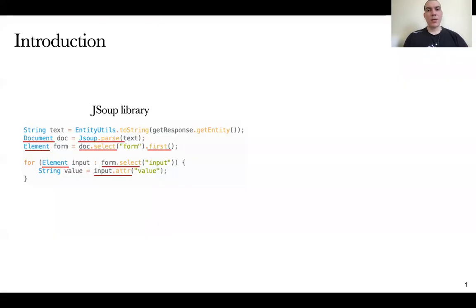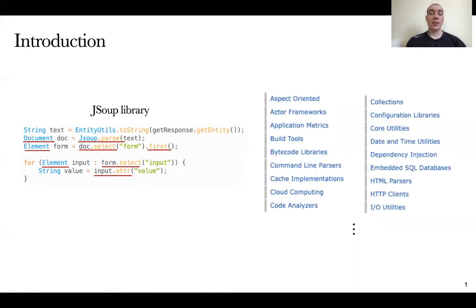It is common to find in current software development the usages of third-party libraries. So, for example, in this code snippet, you can find underlined in red the usages of the JSON library. Now, this JSON library is part of a larger software ecosystem called Maven, where several libraries are grouped together and can be categorized into several applicability domains, such as aspect-oriented, actor frameworks, collections, and so on.